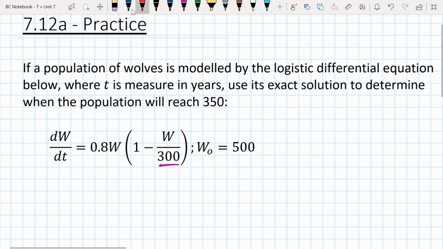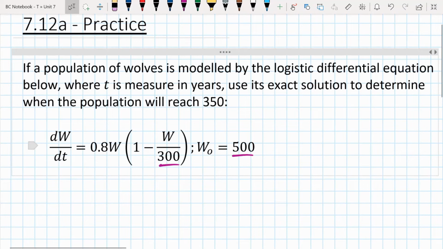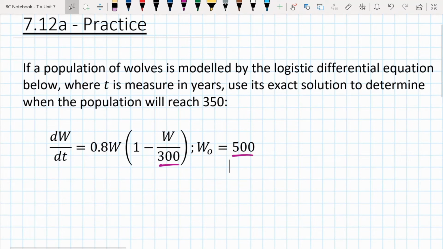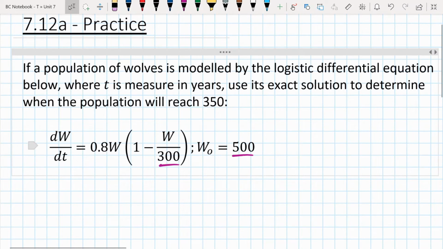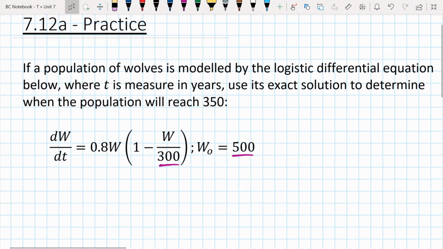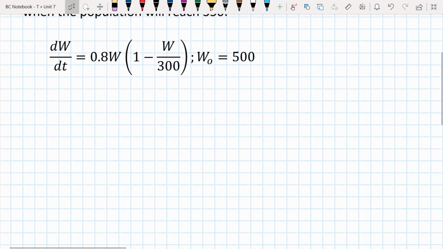The initial population 500 is greater than the carrying capacity 300, and so what's going to happen is the population of 500 will tend to 300, and our goal here is to determine how long it takes for the 500 to reach 350. Okay, so it's a little tricky, but let's go ahead and solve this.